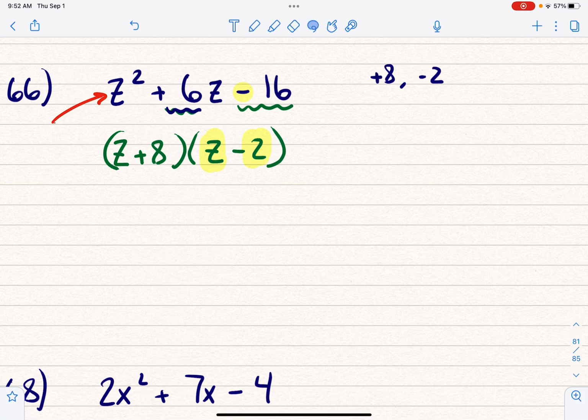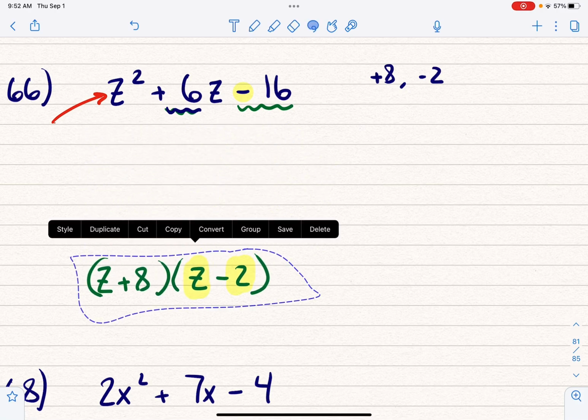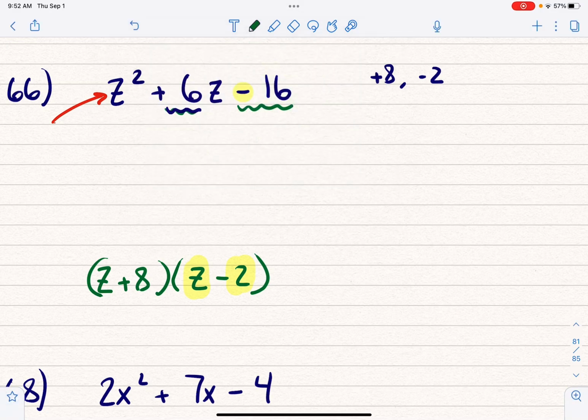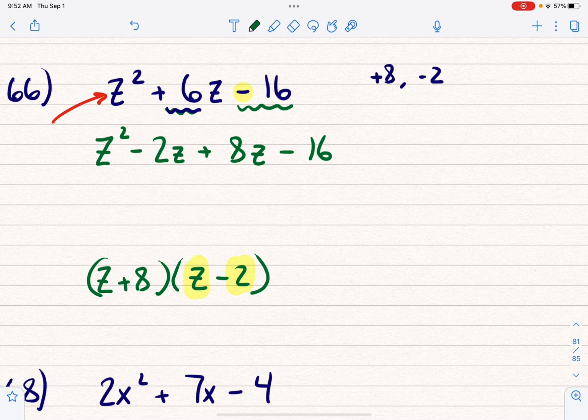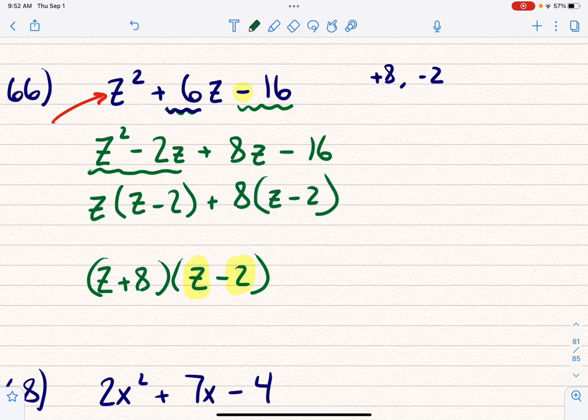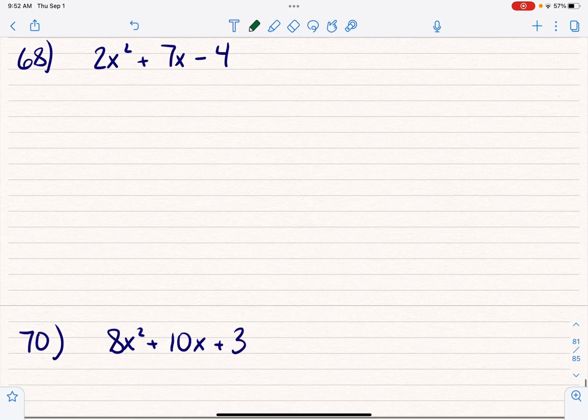But I also could have done this by factor by grouping, and I could have said, well, I'm going to break this up into z squared minus 2z plus 8z minus 16. What can I take out of these two? I can take a z out, which leaves me with z minus 2. What can I take out of these two? I can take an 8 out, which leaves me with z minus 2. And then I have my z plus 8, that one right here, and my z minus 2's, and that ended up right here. Same thing.